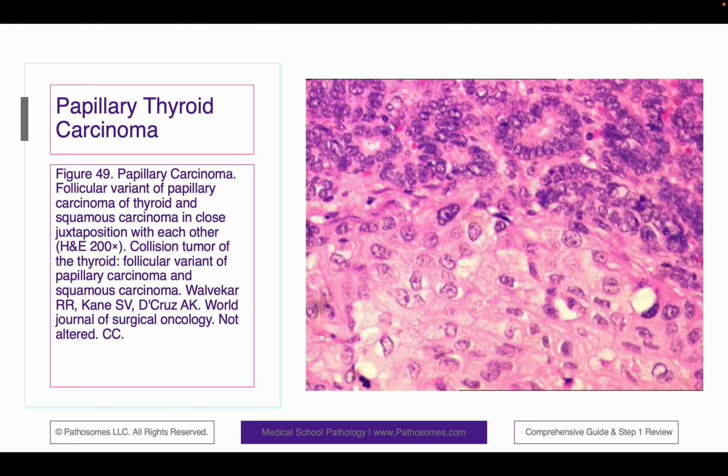And this is a follicular variant of papillary carcinoma of the thyroid gland and squamous carcinoma in close juxtaposition, right? You'll probably not see this on a test, but keep this in mind in real life. Always be looking for whatever is present, right? Because many conditions can show up with other conditions. It's not common, but it's frequent enough.